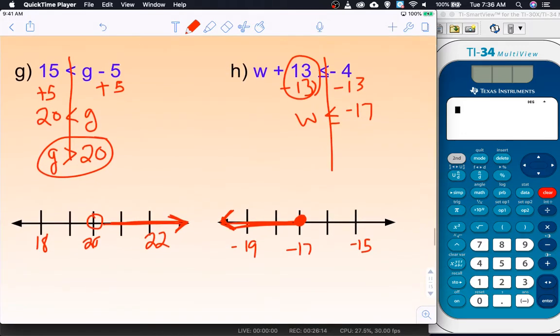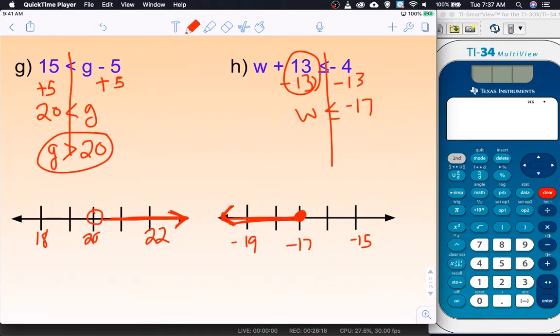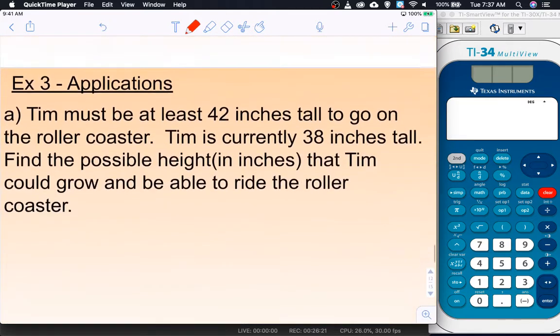And there's letters G and H. Applications.